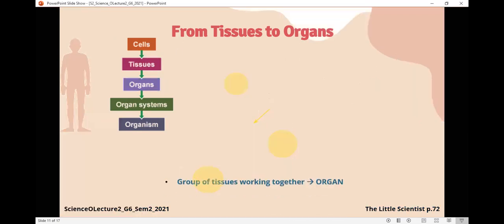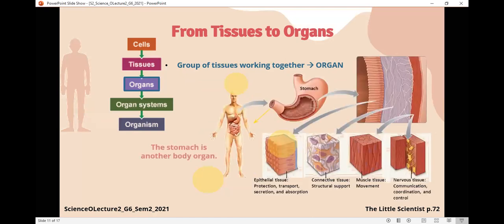Another organ we have is the stomach. The stomach moves. So to digest food, the stomach needs a muscle tissue. This is the muscle tissue for movement. The nervous tissue to receive messages from the brain, since all organs in the body receive messages from the brain, and it has a form, so it's the epithelial tissue. The stomach is an organ made of different kinds of tissues.